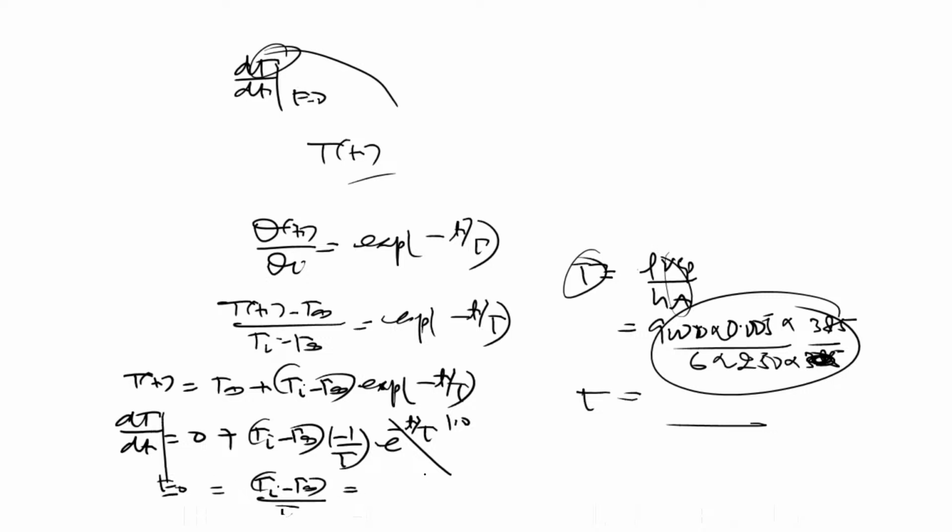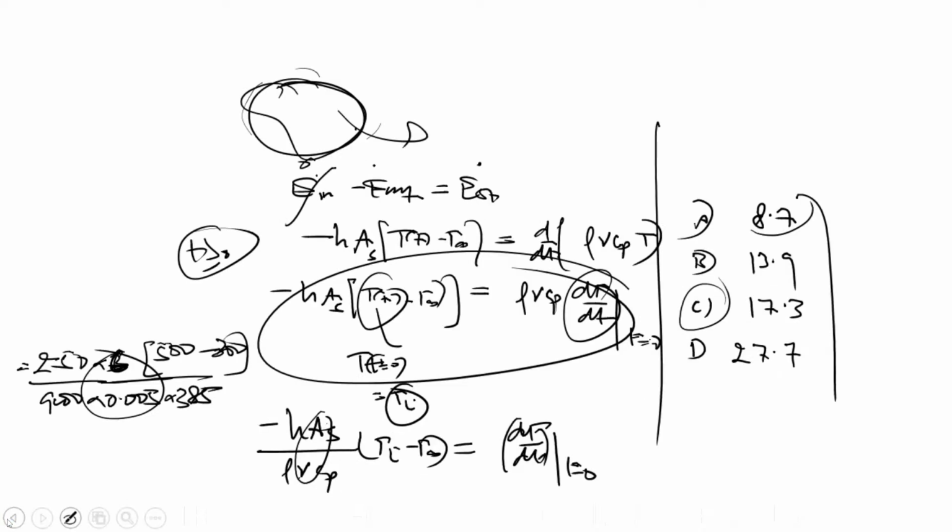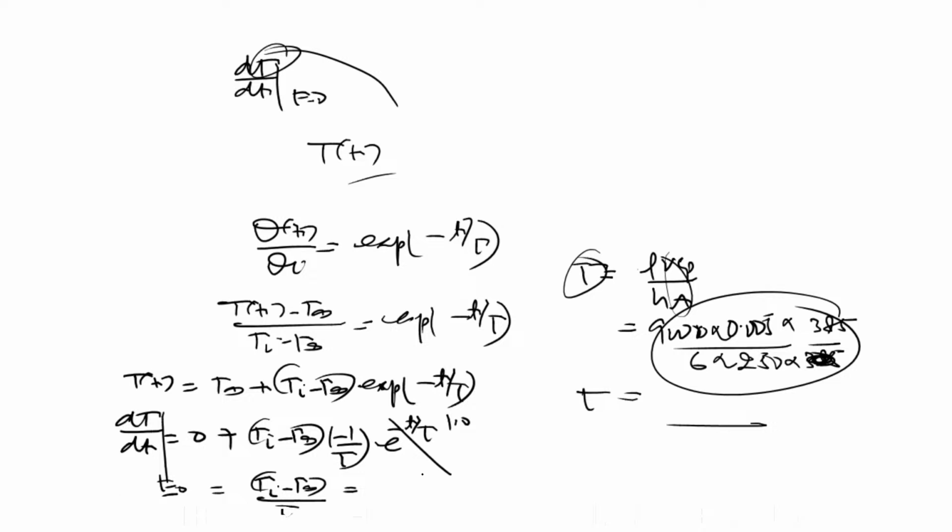So please, Ti is how much? 500 minus 300, so 200 upon tau, which is 11.55 second. So degrees Celsius per second or Kelvin per second, it is the same. Please tell me how much the answer is.